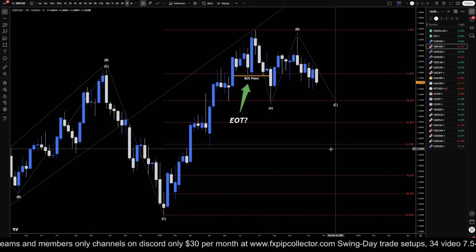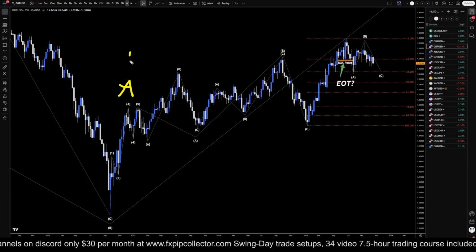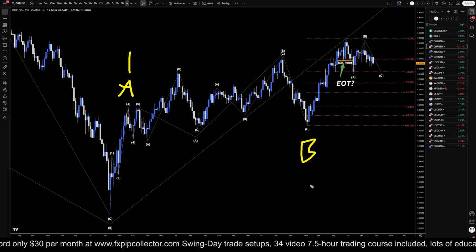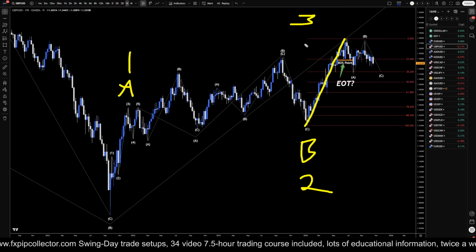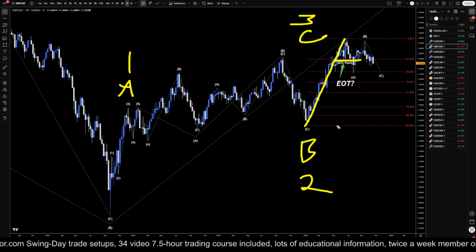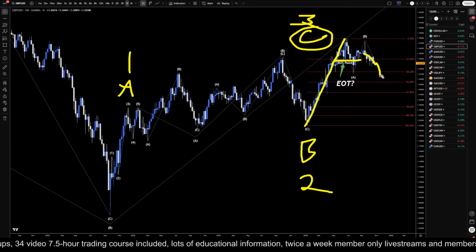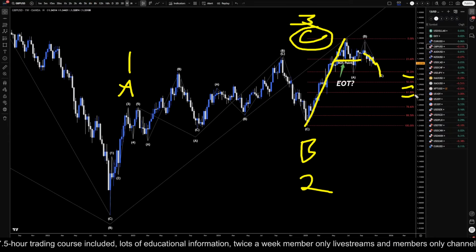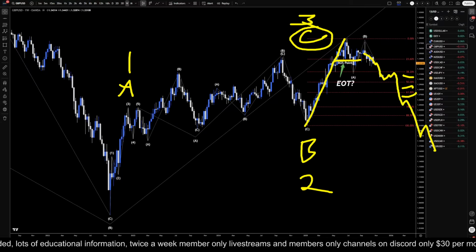Now, if I zoom out a little bit on the weekly to here, you could say that this is either an A or 1, just like the euro dollar. This is a running wave B or a running wave 2. And this last push up right here is either a 3 or a C. This break of structure is making me lean more towards the fact that this could be a wave C. It could go down to a fib level and turn back up, but it might just end up making lower lows, lower highs on this weekly time frame, starting a brand new downtrend.